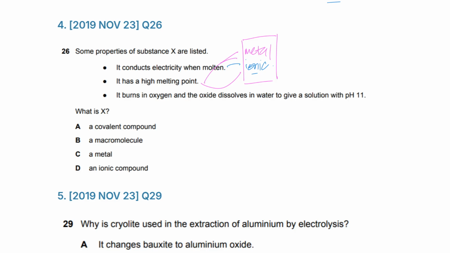Now it says it burns in oxygen, and the oxide dissolves in water to give a solution with a pH of 11. Now that's a beautiful statement, because this is the statement which would segregate between it being a metal or an ionic compound. If it was an ionic compound, let's suppose I say it's NaCl. The problem is that NaCl does not react with oxygen to give you an oxide that dissolves in water. That's not what happens. No such thing has been studied by you guys.